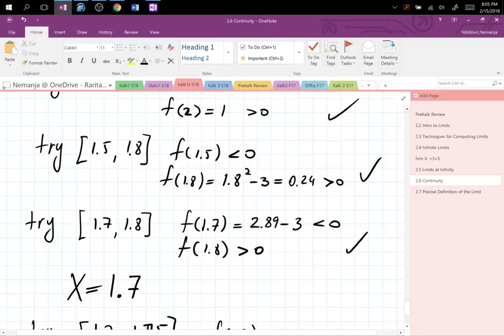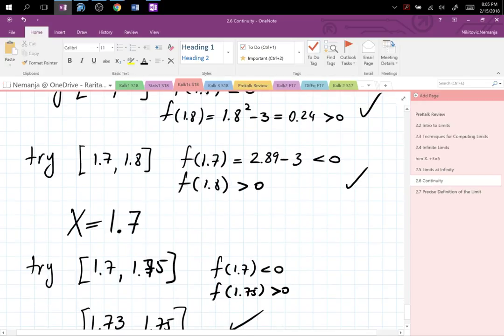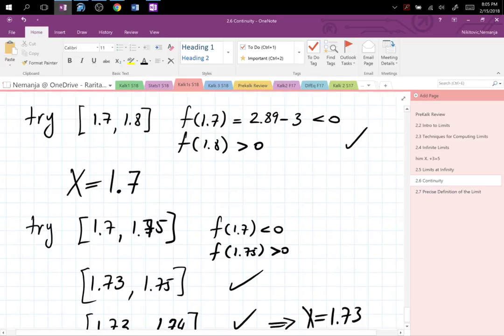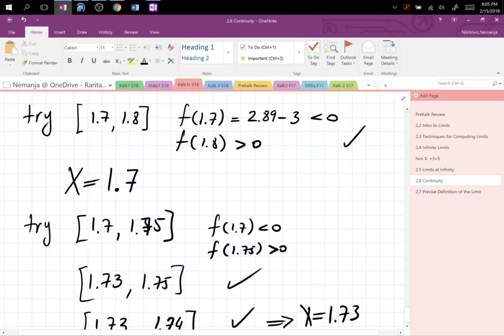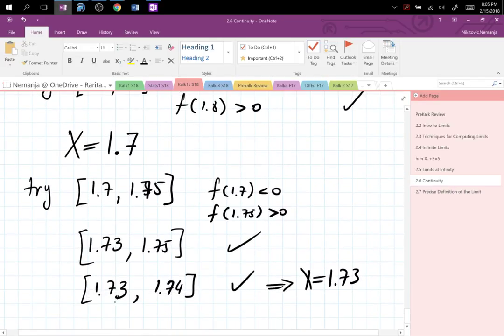I can go and get, using this method, any number of decimals that I want to, and they will all be exact decimals. So the next one, try a number between 1.7 and 1.75. We got less than, more than, so the interval is in there. Then try 1.73 to 1.75. That worked. And then when you try 1.73 to 1.74, that will work. I had to abbreviate because class was ending. And then I pinned down the second decimal because all of the numbers in this interval start with 1.73.